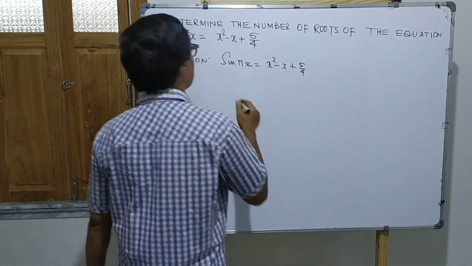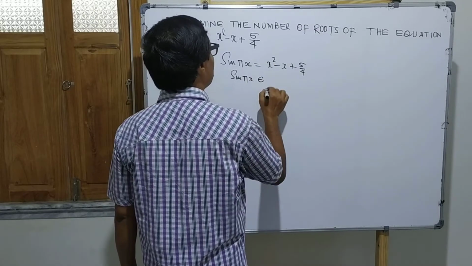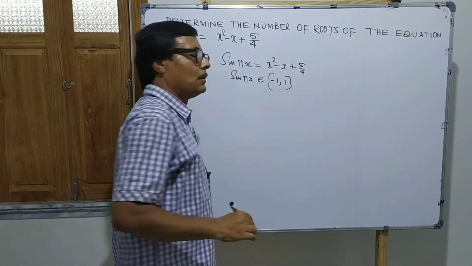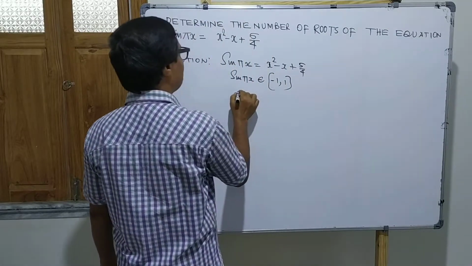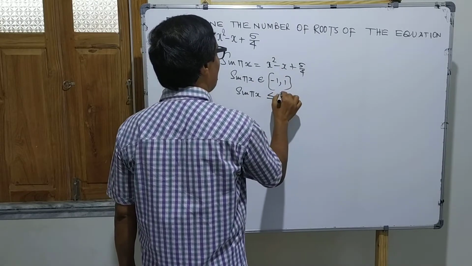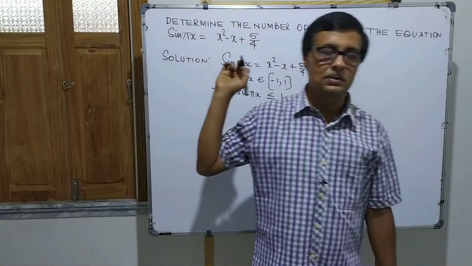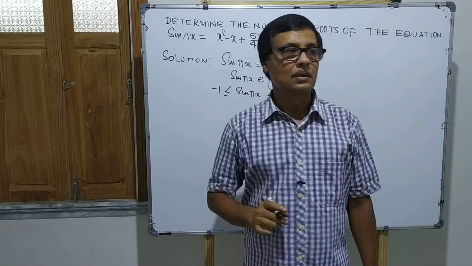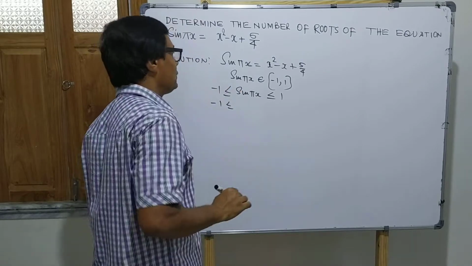That is, sin pi x belongs to the closed interval minus 1 and plus 1. That is, sin pi x, a trigonometric function, lies between plus 1 and minus 1. Also its value includes plus 1 and minus 1. This is the range of sin pi x. So we can write minus 1 less than or equal to sin pi x.